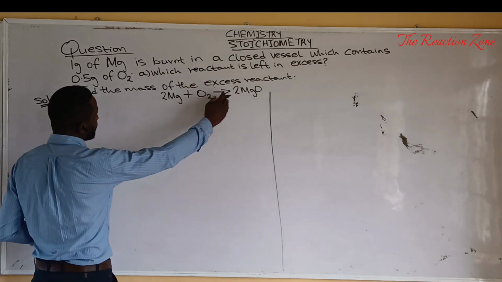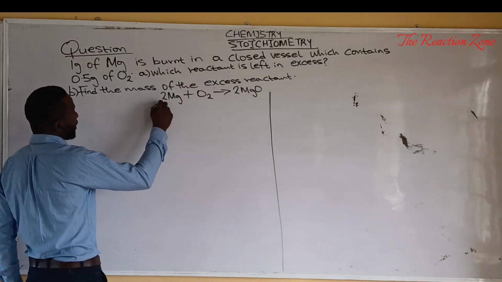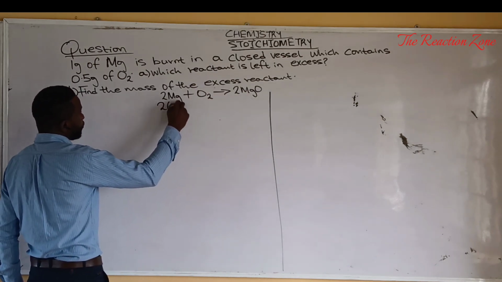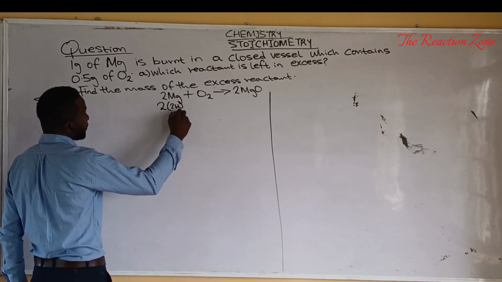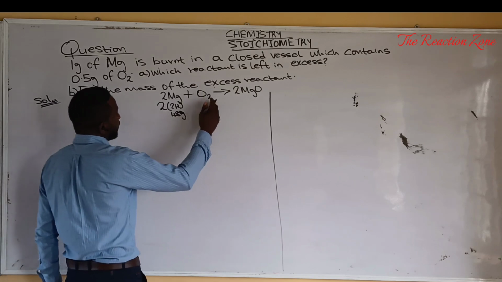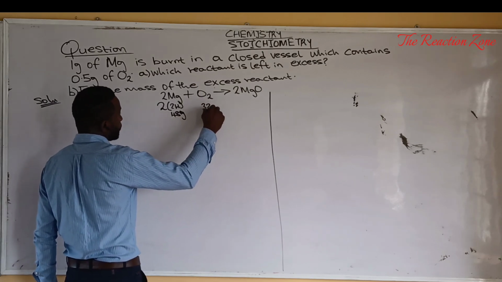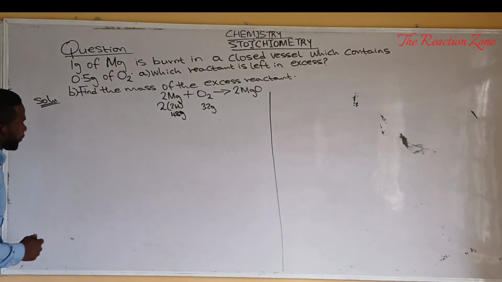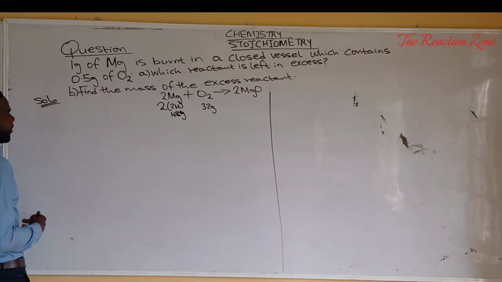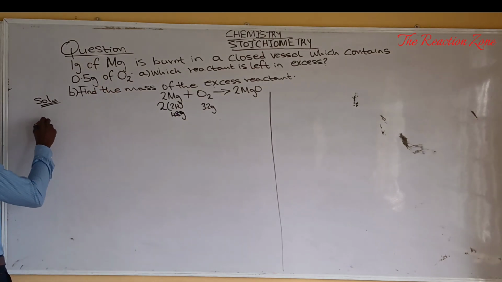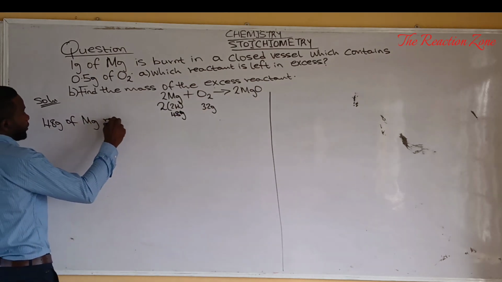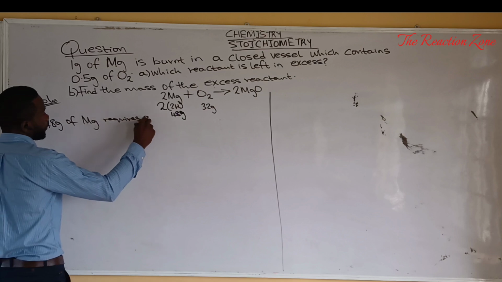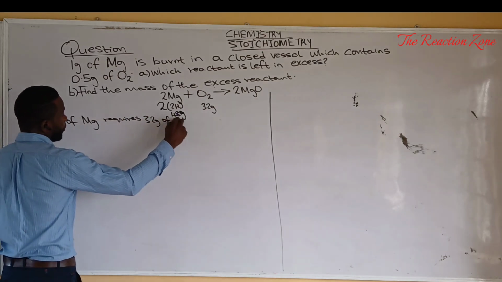According to this balanced equation, the mass of magnesium will be 2 times the molar mass of magnesium, which is 24, and this will give us 48 grams. The mass of oxygen here is 32 grams. So from the balanced chemical equation, 48 grams of magnesium requires 32 grams of oxygen.